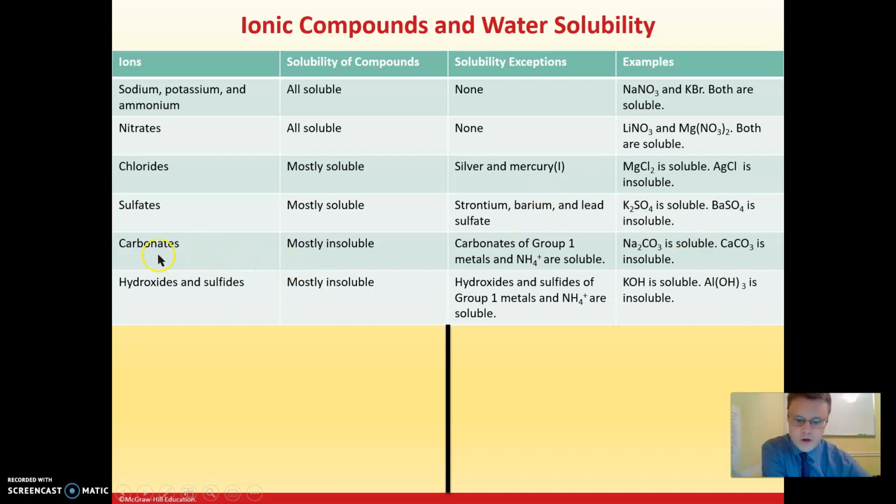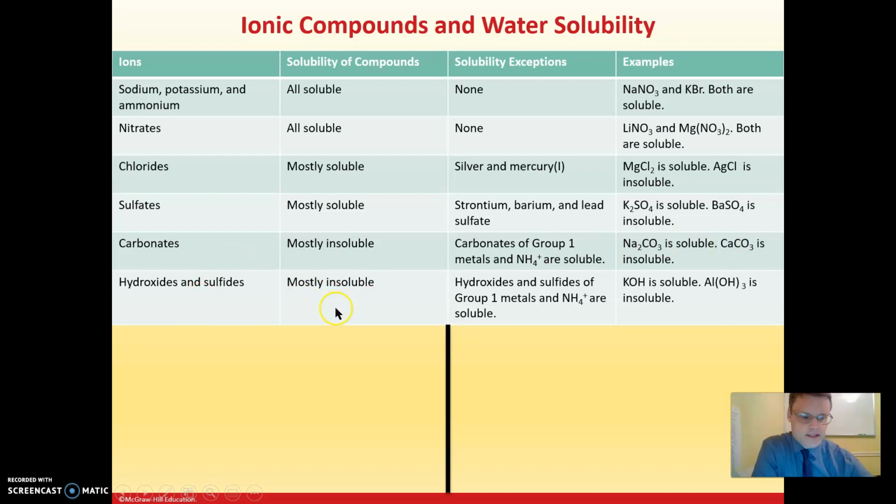All right, let's look at carbonates. Carbonates are mostly insoluble, but some exceptions would be group 1 metals, like sodium or potassium, and ammonium. Compounds that contain ammonium are going to be soluble. So sodium carbonate is an exception. It's going to be soluble in water because it contains sodium, which is a group 1 metal, whereas calcium carbonate is going to be insoluble.